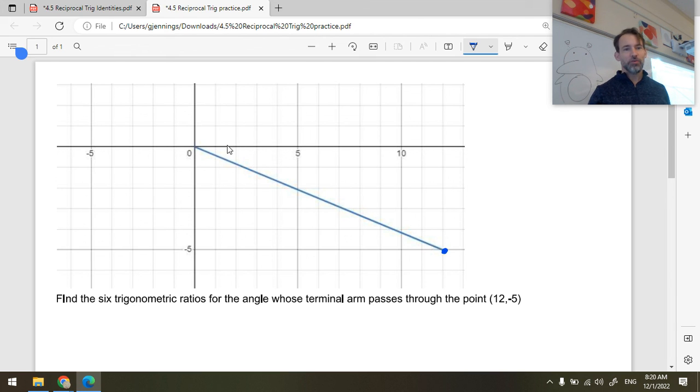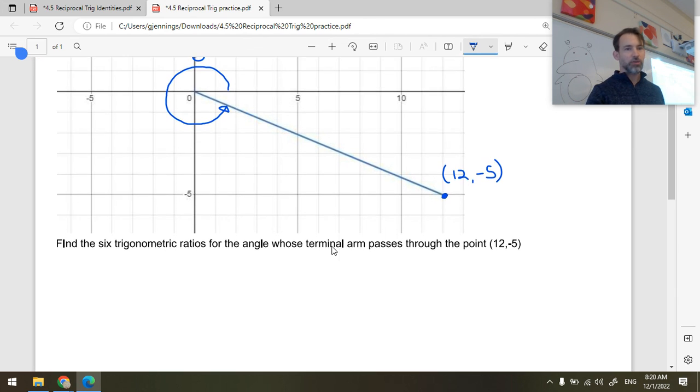So here I want to find the 6 trigonometric ratios for this angle here, and let's find the angle itself as well. Let's call it theta. This down here is the point (12, -5). And so that gives me the x and the y values, which are related to cosine and sine, respectively. And let's find the length of that arm.